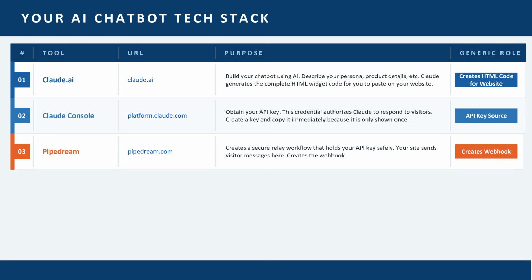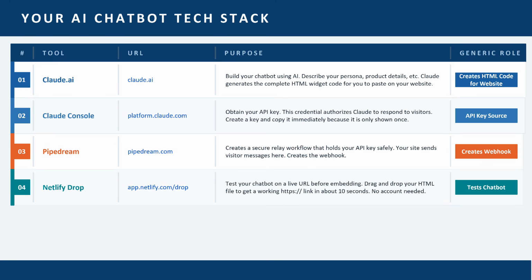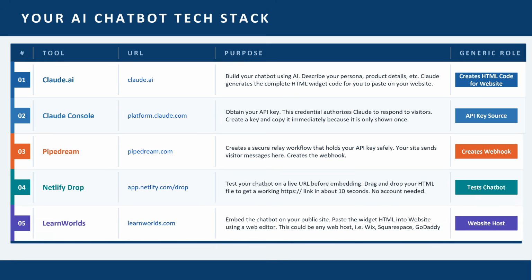And then we're going to test this out with something called Netlify Drop. Netlify Drop is just a tool to test it. It acts as the server, so we can take our HTML code that's already hooked to Claude, that's already hooked through Pipedream, and test it out to see if it works. Once it works, we're going to go ahead and drop it into our website. In this case, it happens to be LearnWorlds, but it could be anything from Wix or Squarespace or GoDaddy or your own custom website. And that's how we're going to do it.